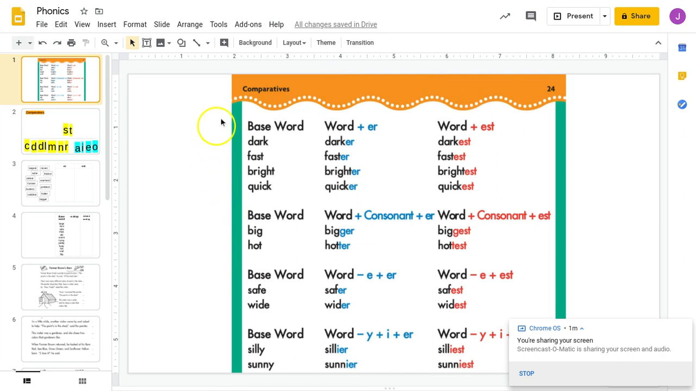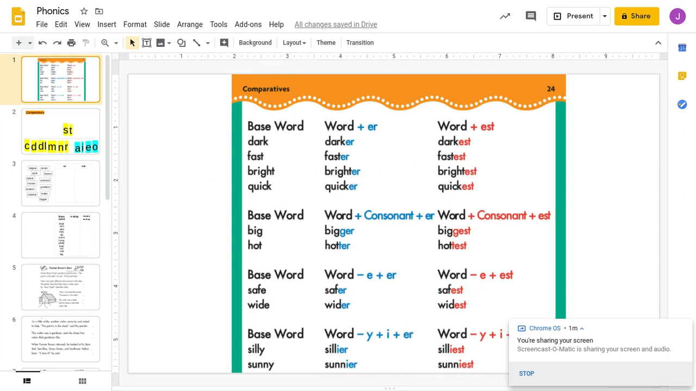So looking at the rest of these base words here. Fast. Our ER would be faster and fastest with more than one. Bright, brighter, and brightest. Quick, quicker, quickest.